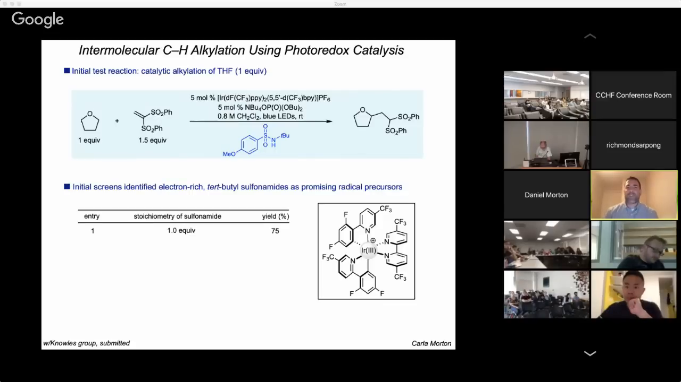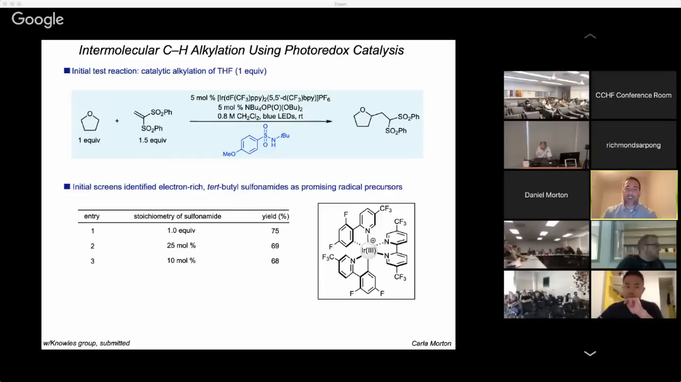Now, if the nitrogen-centered radical abstracts the CH, you regenerate the sulfonamide. So there's no reason you would need a full equivalent. So we started to use less and less. And the reaction yields don't drop that much. So what's the next experiment?